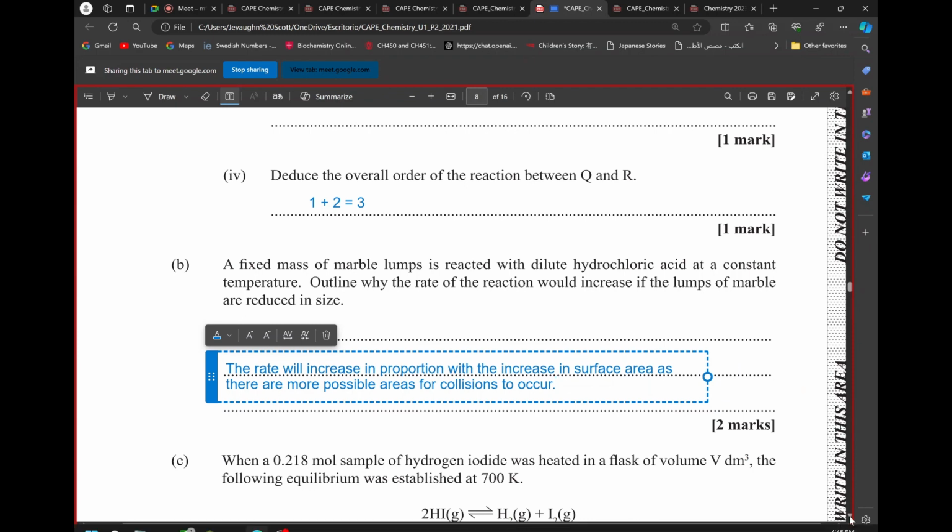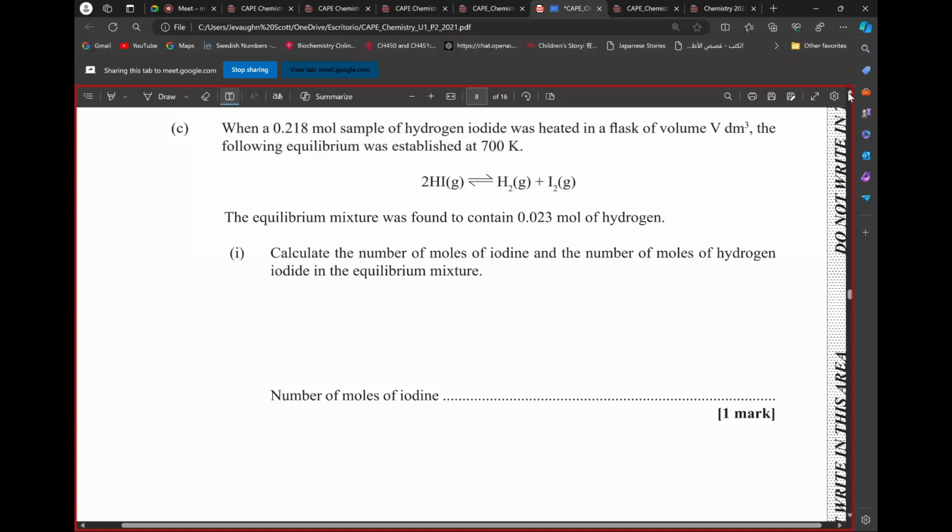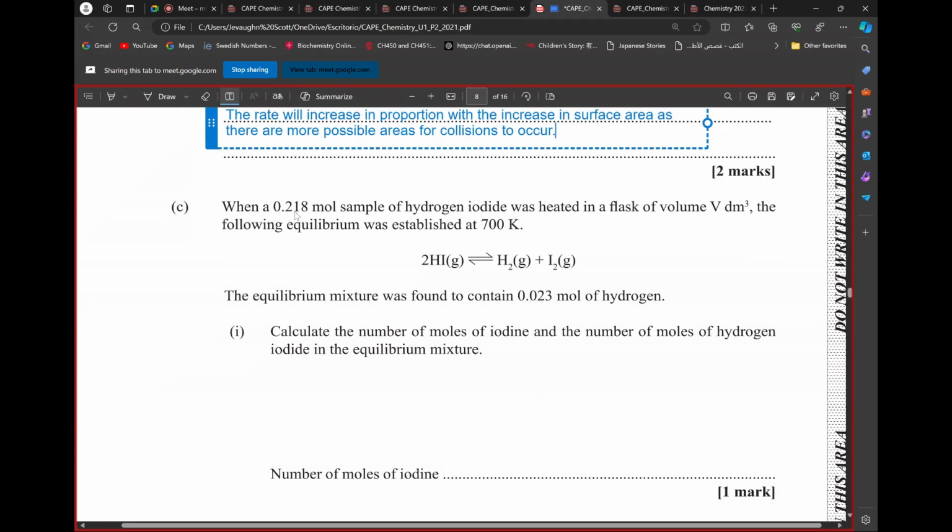Okay, moving on. Oh my, skip too far. When a 0.218 mole sample of hydrogen iodide was heated in a flask with volume V, right? The following equilibrium is established at 700 Kelvin. The equilibrium mixture was found to contain 0.023 moles of hydrogen. Calculate the number of moles of iodine and the number of moles of hydrogen iodide in the equilibrium mixture.